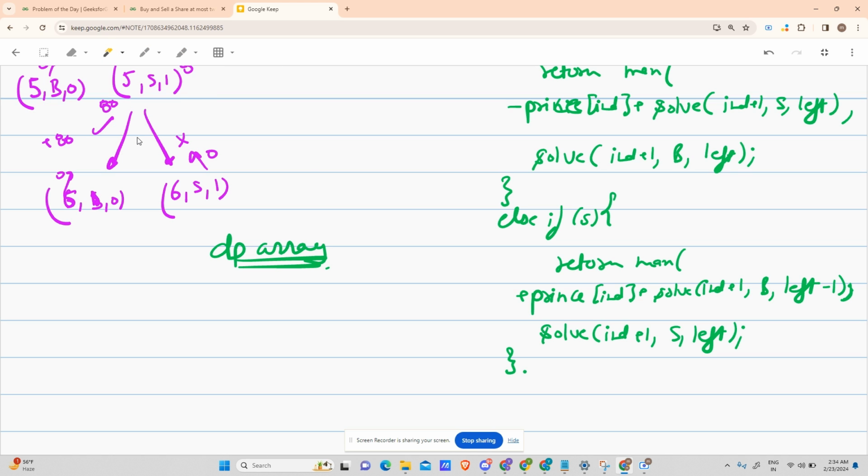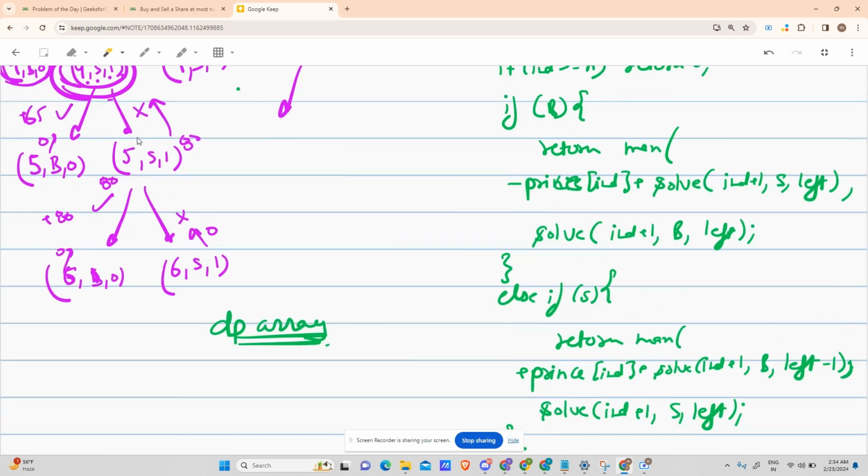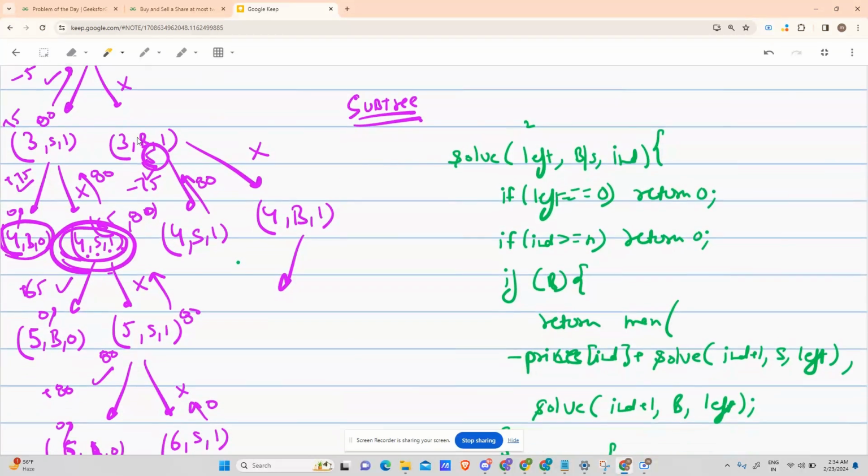Okay. So I hope you have paused the video and tried it yourself. Whenever I do a DP question with you, I tell you to see what things are changing in the function. So in this function, my left is changing, my mode is changing, and my index is changing, right? So it will be a 3D array. It will be a three-dimensional array.